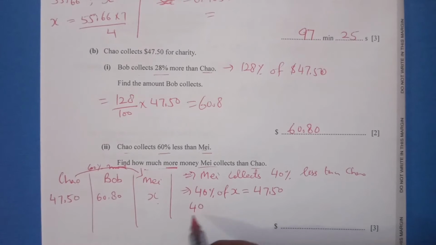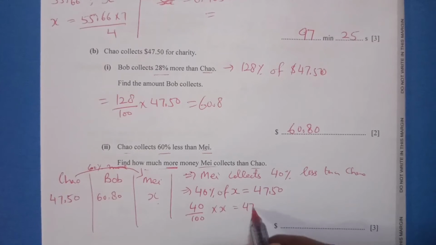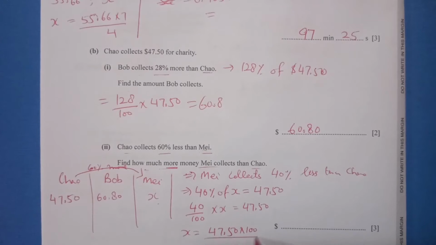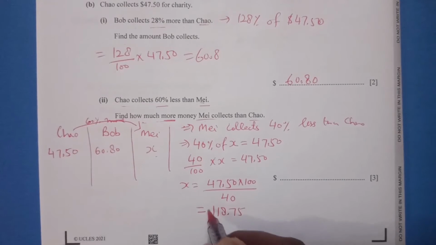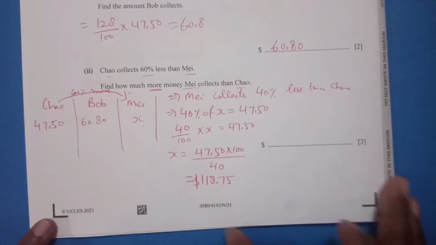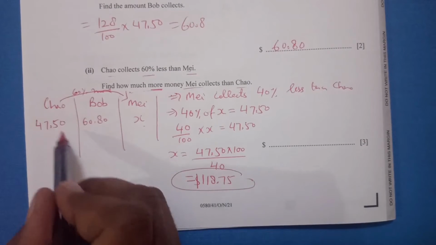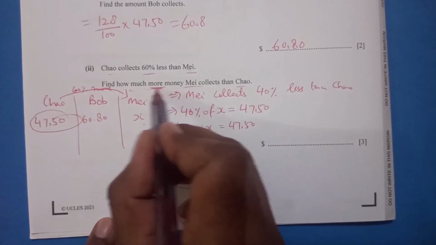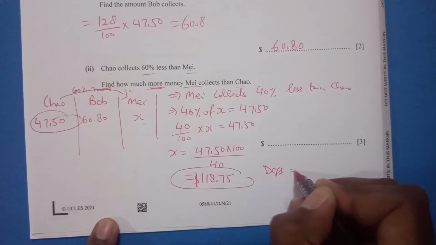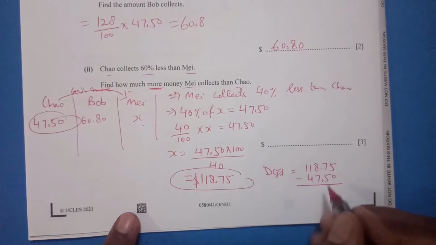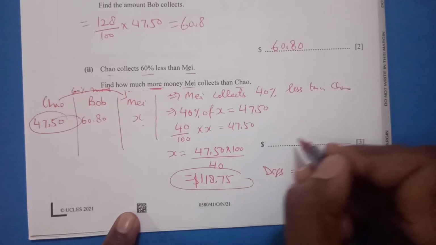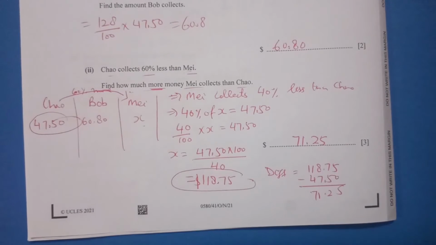47.50. So that means to say, we can calculate here, 40% of X equals 47.50. So X is going to be 47.50 times 100 over 40. So when you calculate this one, this comes out to be $118.75, right? But we are looking for the difference, because we are looking for how much more money. So the difference will be 118.75 minus 47.50. So this is 0.25. So that is the final answer.